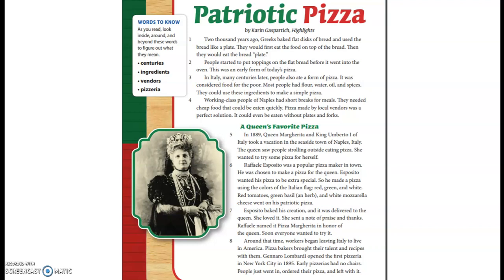Let's keep reading. People started to put toppings on the flatbread before it went into the oven. This was an early form of today's pizza. In Italy, many centuries later, people also ate a form of pizza. It was considered food for the poor. Most people had flour, water, oil, and spices. They could use these ingredients to make a simple pizza.